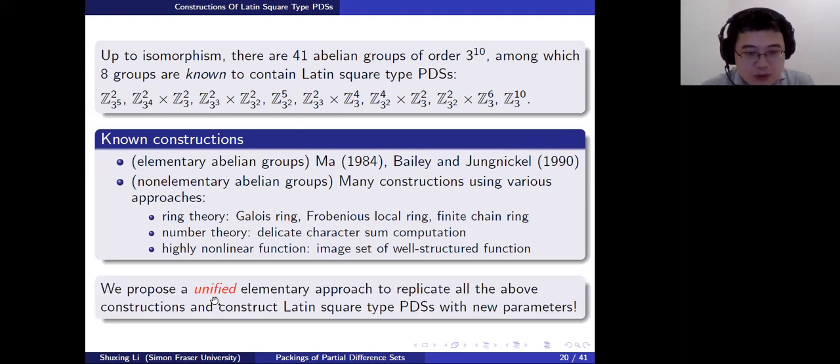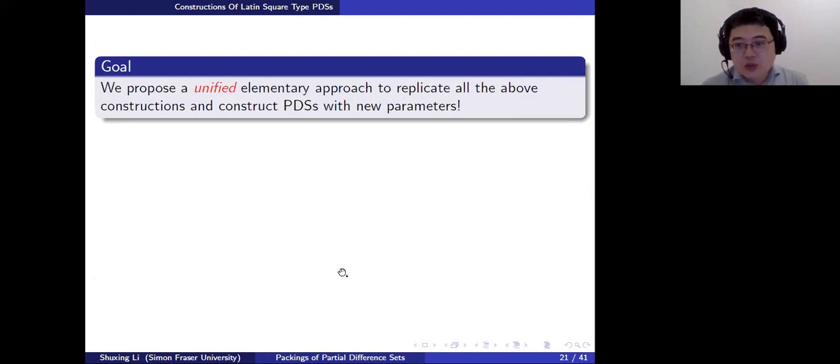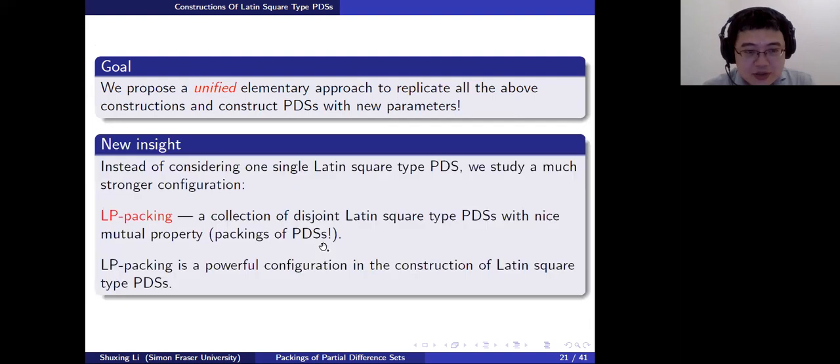We did propose a unified and elementary approach to replicate all these previous constructions. And more to the point, we are able to construct Latin square type PDS with new parameters. To achieve this goal, we need some insight. And this crucial insight is to look at Latin square type PDS from the very right angle.